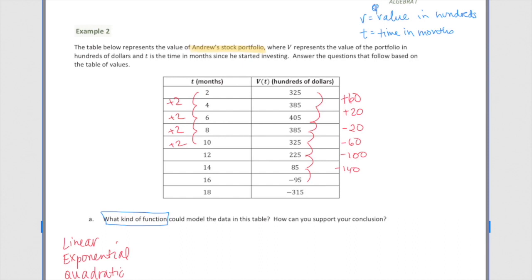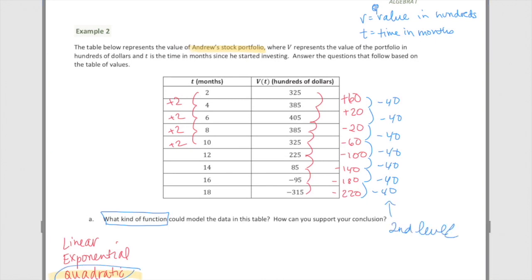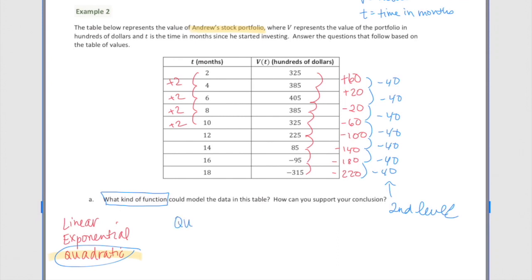So after I do this, in order for it to be quadratic, it has to have two levels of change, and the second level of change has to be constant. So you see there, I can't figure out what this is, but I do notice a trend. Look at the pattern. It is increasing and decreasing by the same numbers essentially, and so what you now see is that they have the same second level rate of change, which is minus 40, and that is characteristic of a quadratic function. So I think definitely a quadratic would be the best model for this.